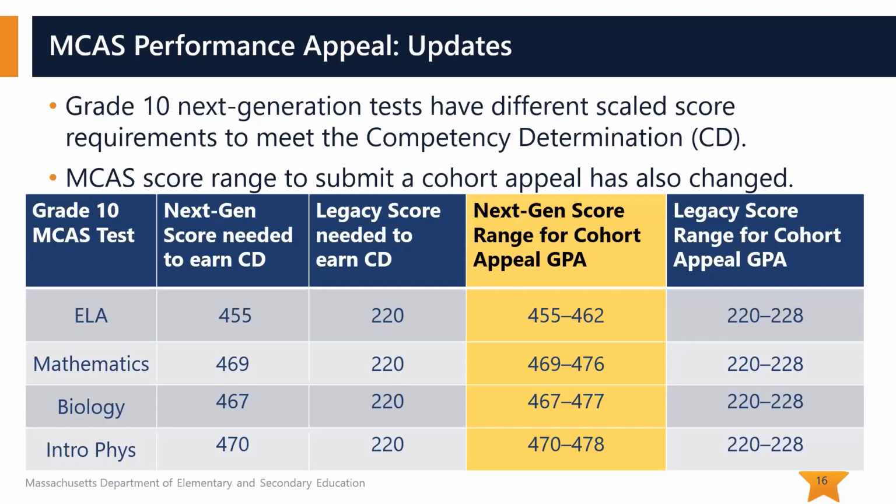So for example, the equivalent of the next gen score range for cohort appeal in biology is 467 to 477. That's equivalent to the 220 to 228 range. Again, this is a reference slide for everyone, just so you know that the appeal ranges have been updated and changed from the legacy MCAS test to the next generation MCAS test.